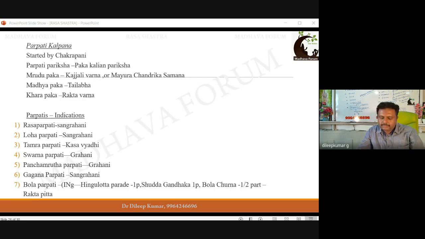Next is Loha Parpati. Here the ingredients are Parada, Gandhaka and Loha Bhasma in equal parts. The main indication is Grahani, again Sangrahani. Apart from that, it contains Loha, so the main indications apart from Grahani are Pliharuddhi and Raktakshaya.